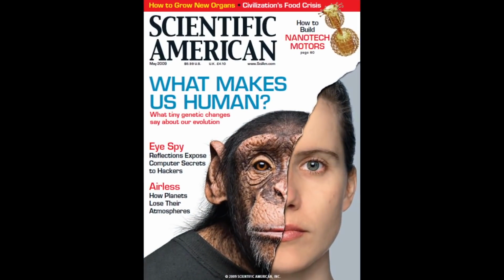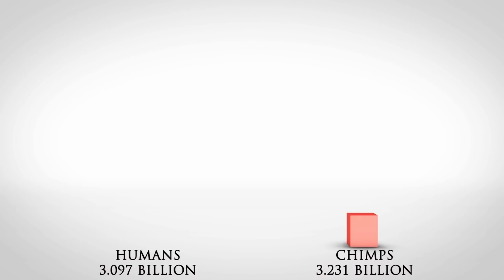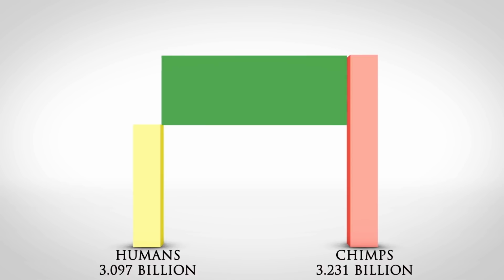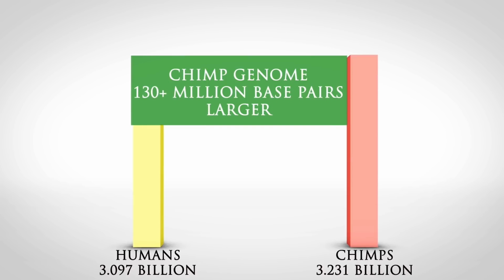But have you considered how they came up with this estimate? For starters, let's look at the size of each genome. While estimates of the exact size of our genome has varied over the years, the last count has it at 3.097 billion base pairs. But the chimp genome is much larger, at 3.231 billion. This means that chimps have at least 130 million more base pairs than we have.